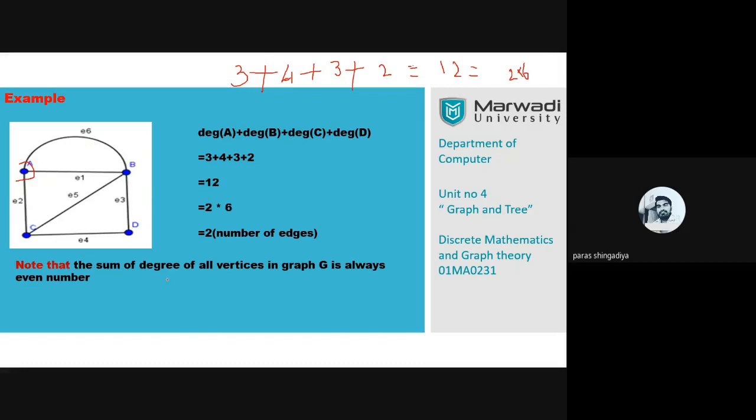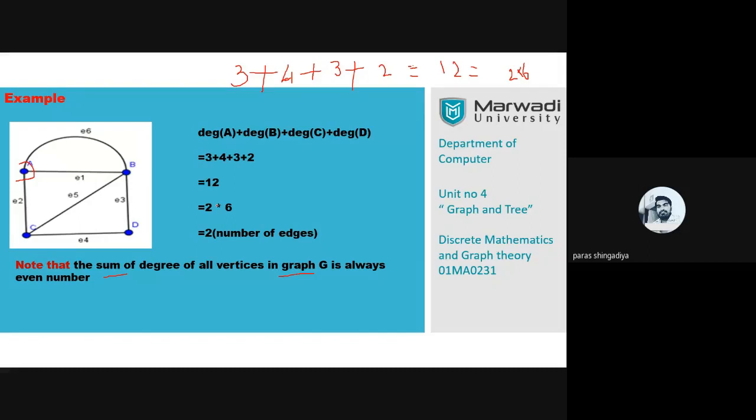or 1 mark short questions. What is the result? The sum of degrees of all vertices in a graph G is always an even number. Clear? So that is your result for 1 mark short questions, 1 mark MCQ. When we take the sum of degrees, with any number of vertices, any number of edges, that always gives an even value. It may be 2, 4, 6, 8, 10, 12 and so on. So that is theorem 1.